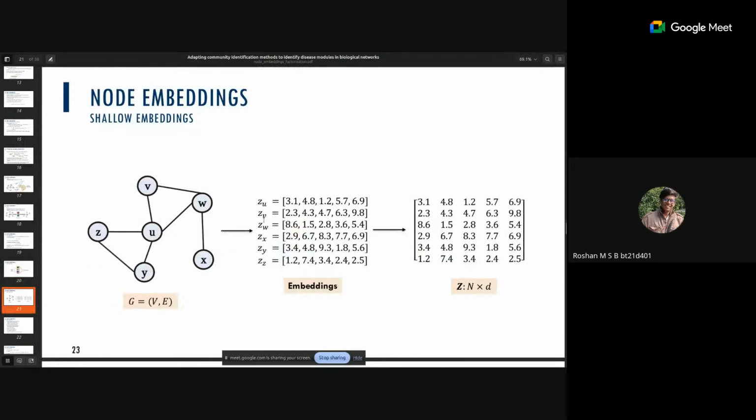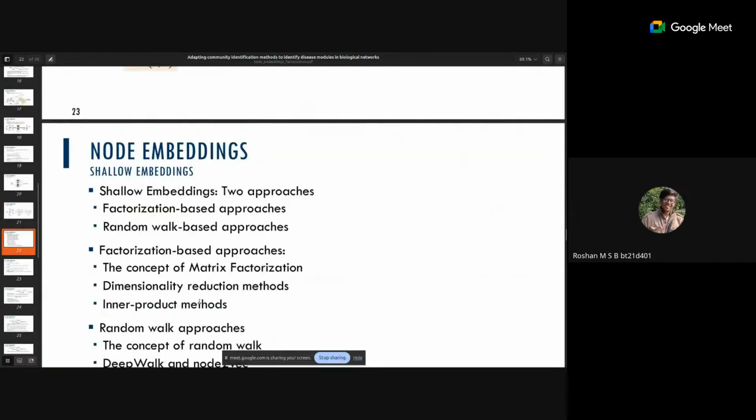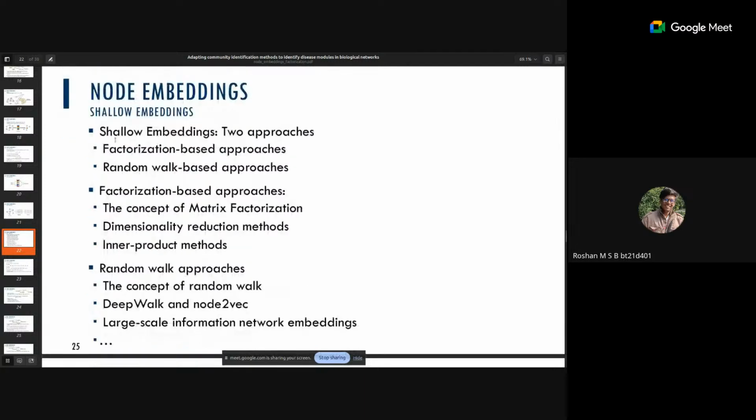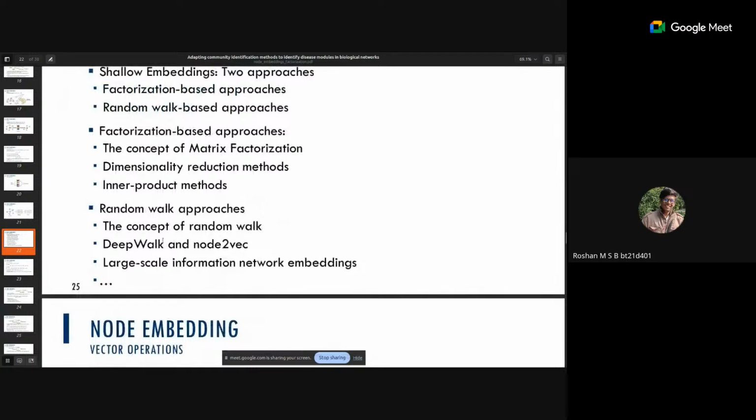For each node, it is represented by the specific notation. And finally, for a graph containing V nodes and E edges, this is the embedding matrix. So how do we get these embeddings? There are different methods of getting these embeddings.